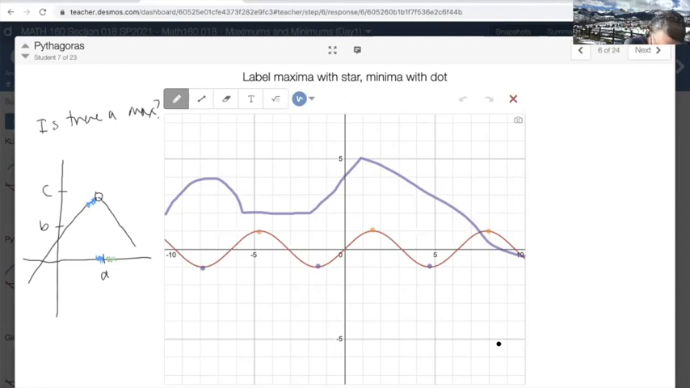In fact, we could even make it more painfully obvious. What if I actually put f of a where b is? Okay, so now f of a exists. Does this graph have a maximum?